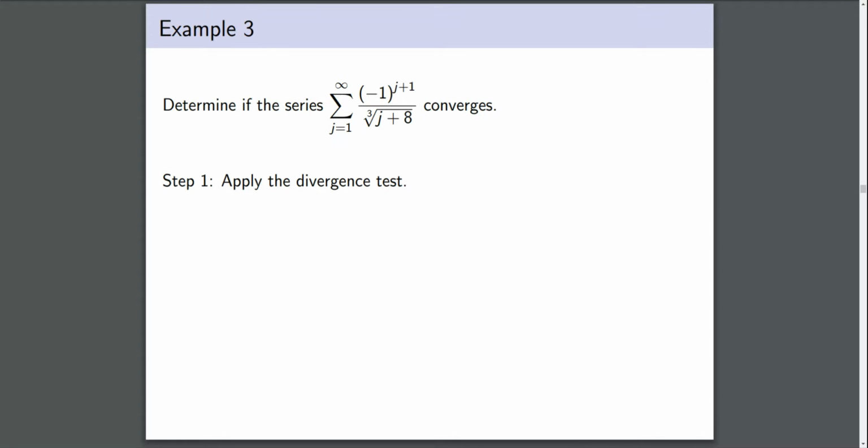I have one final problem that I want to take a look at. So we're going to analyze this series. Again, we start with step 1. We apply the divergence test. Here's the limit that we need to evaluate. Again, I simplified the cases of odd j and even j by putting a plus or minus sign in front of the limit.